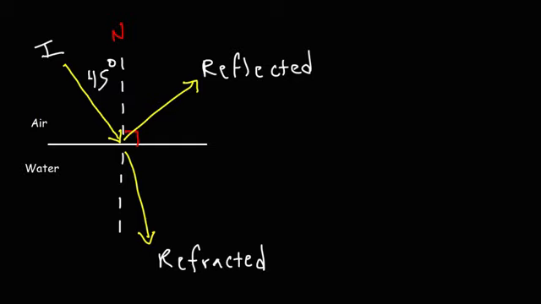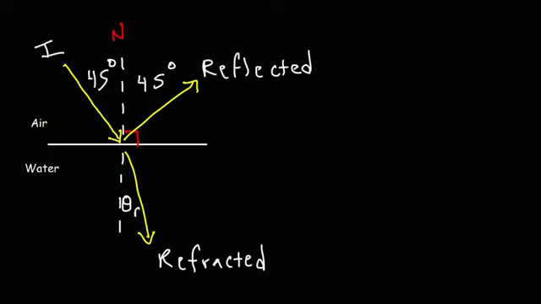According to the law of reflection, the angle of incidence is the same as the angle of reflection. So these two angles must be equal to each other. Now my drawing is not precise, so it may not look like they're the same, but they should be the same. Now this angle here is known as the refracted angle.